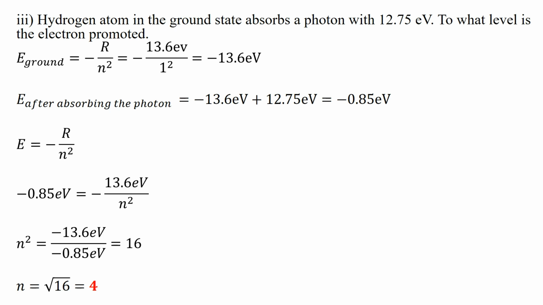So we need to first calculate the energy at the ground state. The energy at the ground state is equal to minus the Rydberg constant, divided by n squared, and n is 1 at the ground state. Replacing the values, we get the energy at the ground state of minus 13.6 electron-volt. Then we calculate the new energy, which is minus 0.85 electron-volt, equal to minus the Rydberg constant divided by n squared. So we need to determine this n. Determining n, we get n is equal to 4.